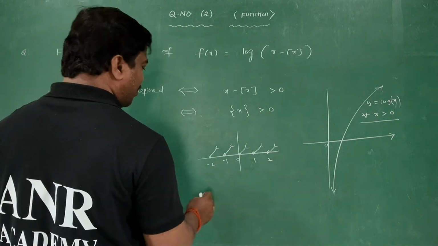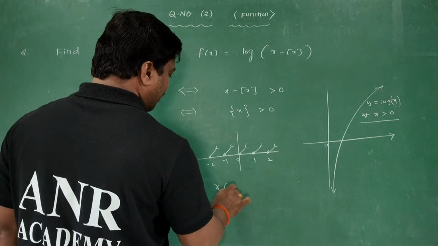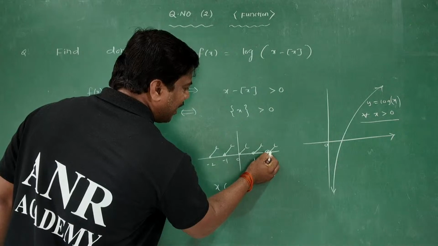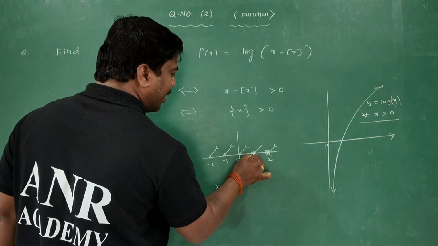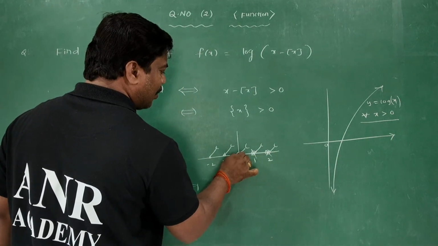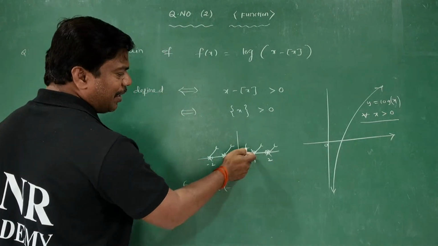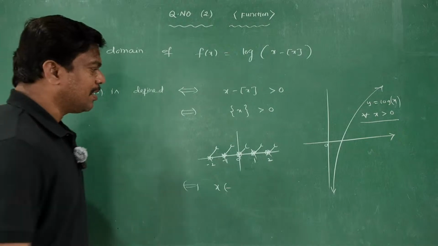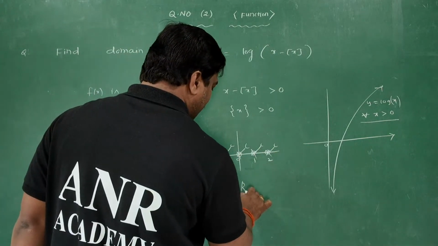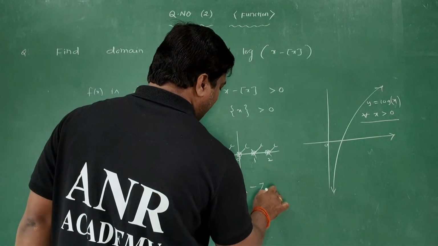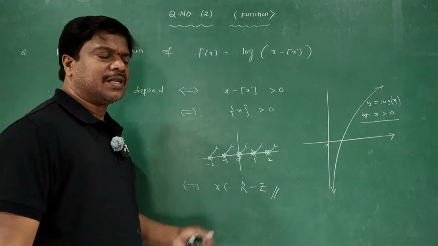But more than 0 we need, right? No need equality. Remove this. No need equality. So we are going to remove integer quantities from the entire real values. So x belongs to any real number but not Z. The same answer you got.